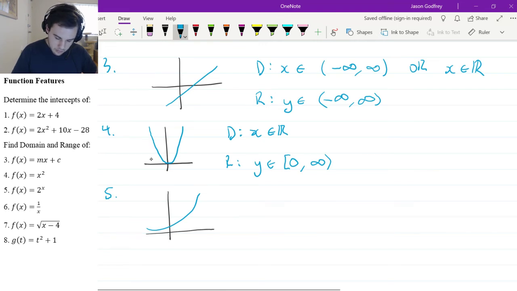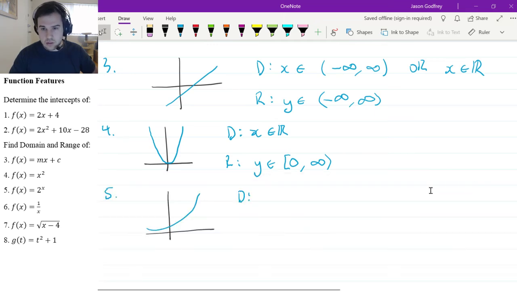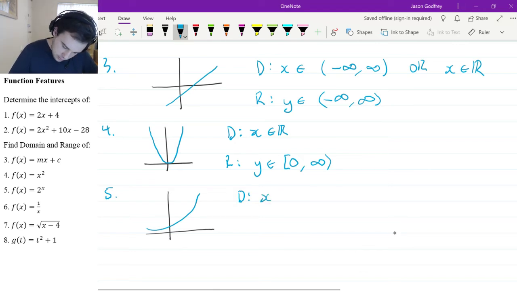So again, the domain is, what possible x values can we put into the function? Well, there's no restriction. You can put x equals 0, x equals 1, x equals 2, up to infinity. You can put negative numbers in, you can put decimals. You can put any x number you want into this function. So x is in the real numbers, or from negative infinity to infinity.